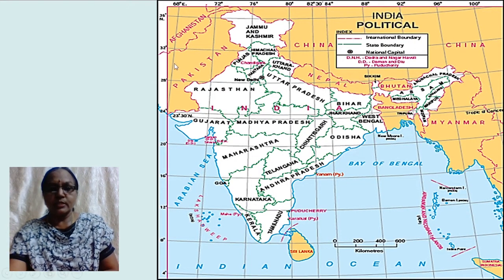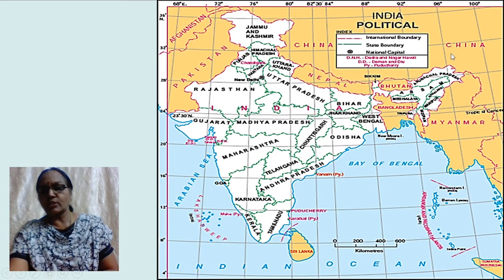Look at this. This is the longitudinal extent here. This is 97, where you have Arunachal Pradesh. At the same time, remember the latitudes also. This is Jammu and Kashmir here. And then we have the southern tip of India, this 8 degrees 4 minutes.